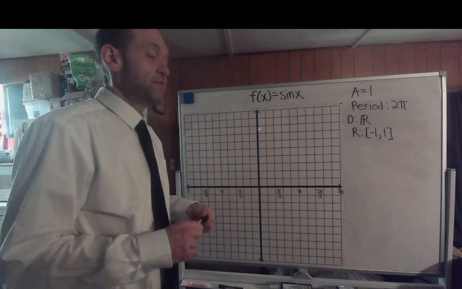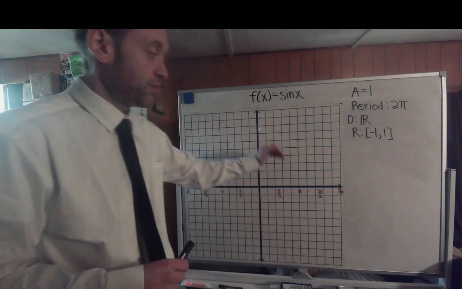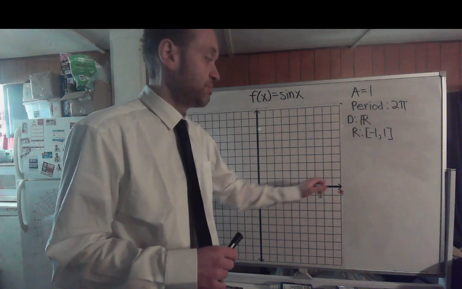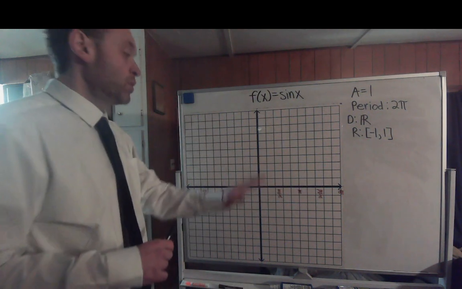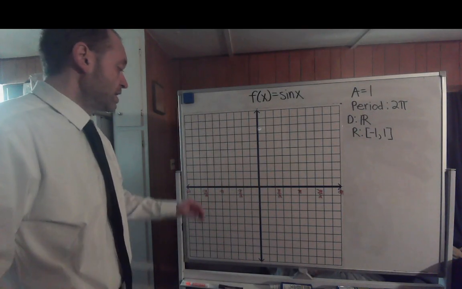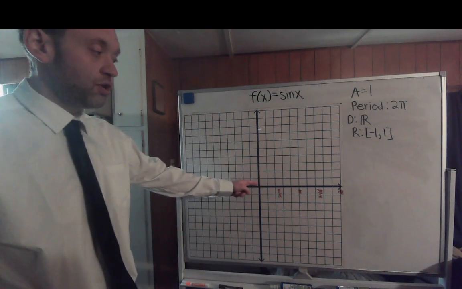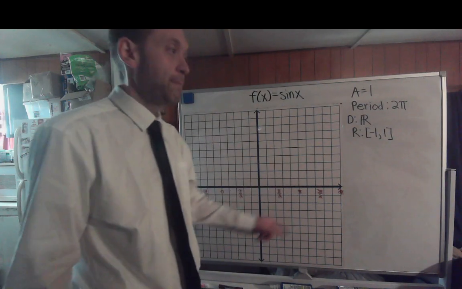Now, the period of the sine function is 2 pi. So it completes a full cycle from 0 and then back to 0, going through all the positive and negative values in a period of 2 pi. When you graph these functions, it's customary to include 2 full periods. So we go from negative 2 pi to 0 and then from 0 to 2 pi.